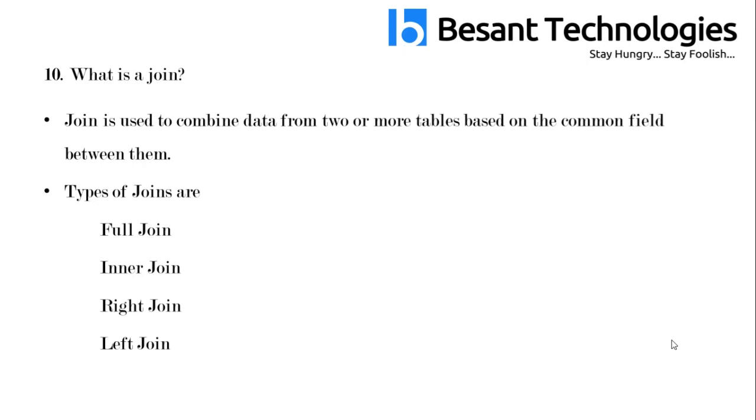When it's coming to a full join, it combines both the tables. For example, if you're going to make a join of two tables, then it is a full join. It's going to retrieve all the data from both the tables. Inner join will retrieve only the common values from both the tables. Right join will retrieve all the data from the right table and the common values from the left table. In left join, it will retrieve all the data from the left table and the common values from the right table.